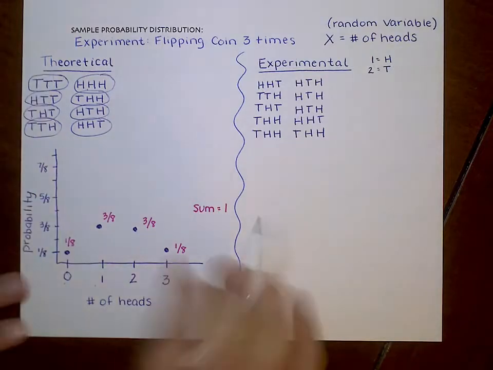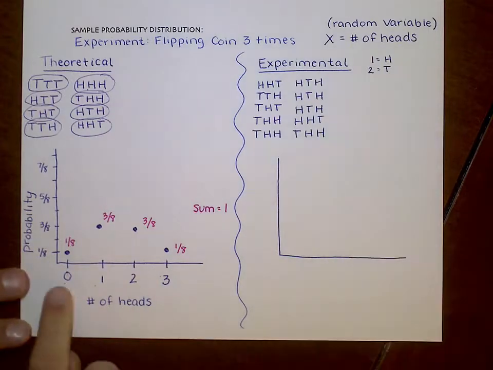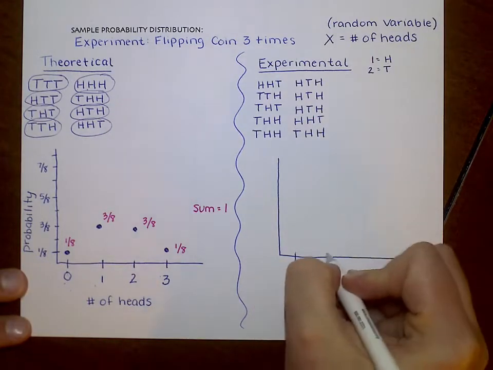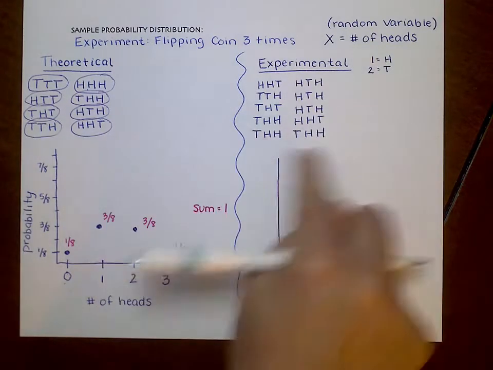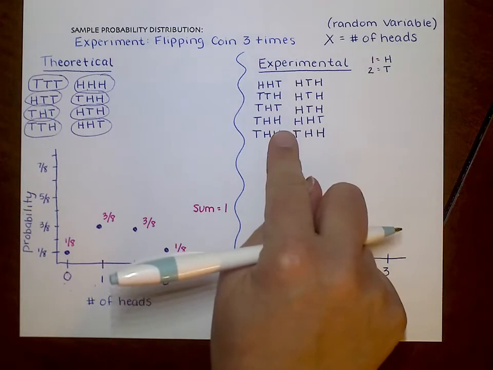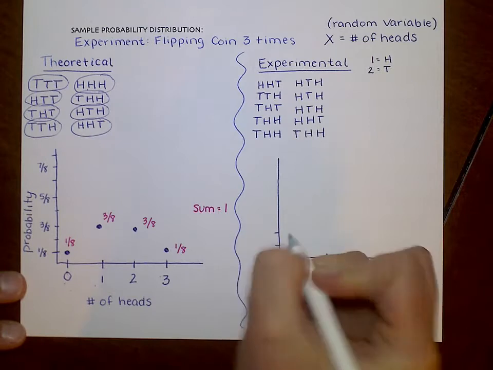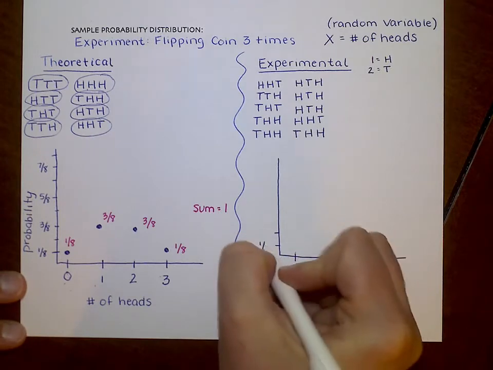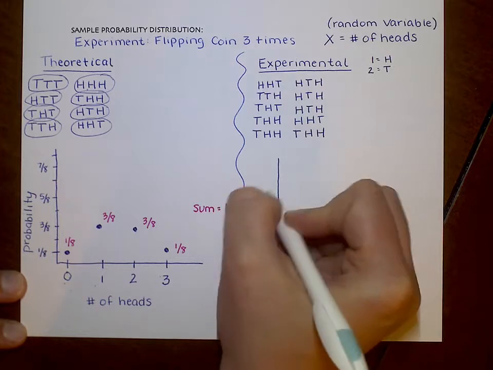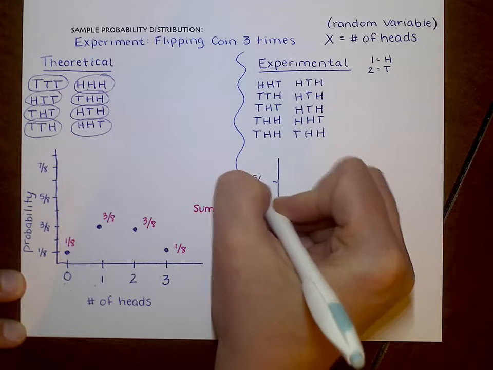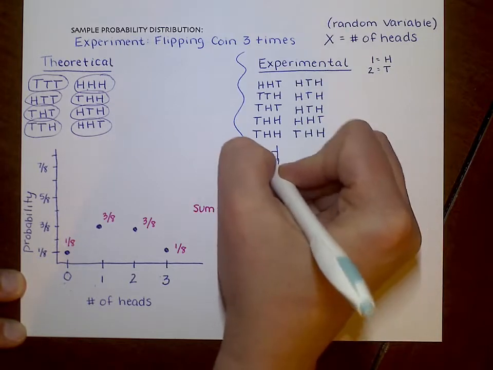Now what I'm going to do is set up the exact same type of graph. And again, my options for number of heads are 0, 1, 2, or 3. This time I'm basing it on this, and this is not technically my sample space, this is the results of my experiment. And I did 10 of them, so my probabilities here are going to be out of 10. We'll go 1/10, 3/10, 5/10. I don't think we need to go all the way to 1, so 7/10 should be good.